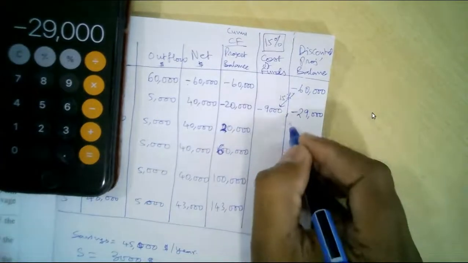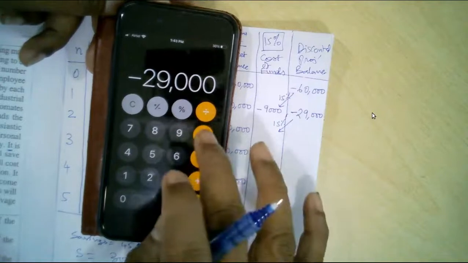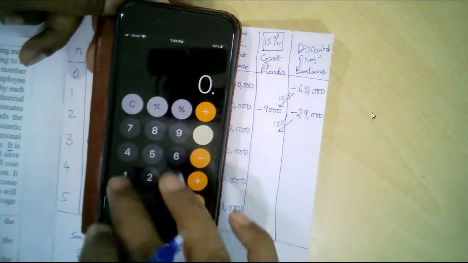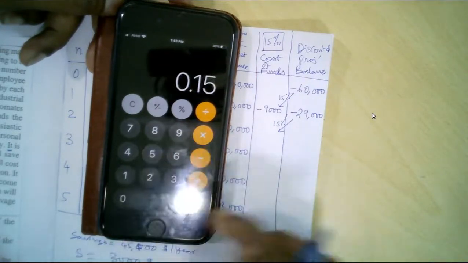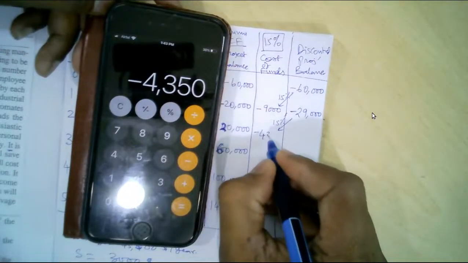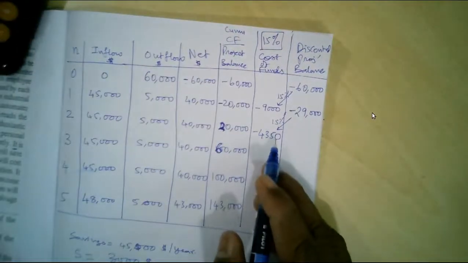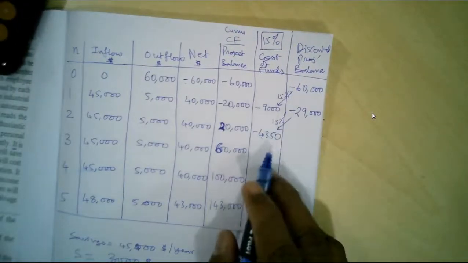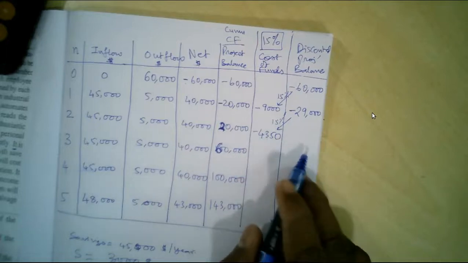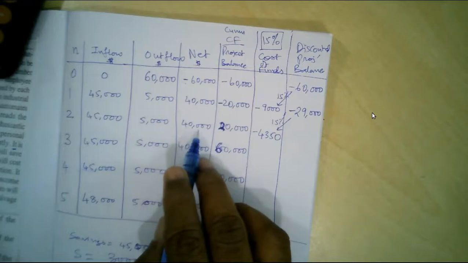Now, what is the 15% of that? So you multiply by 15 into 0.15. So I'm getting 4350. Okay, so minus 4350. So that is the discounted cost of fund. Now this one again I need to calculate the fresh balance. So what is the net cash flow? 40,000 is the net cash flow.